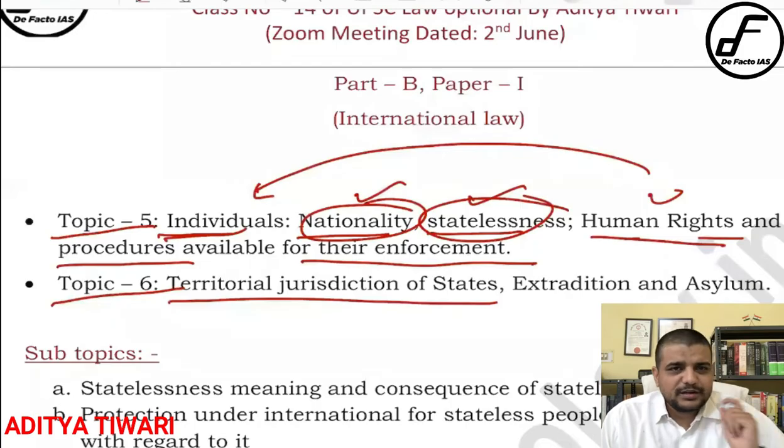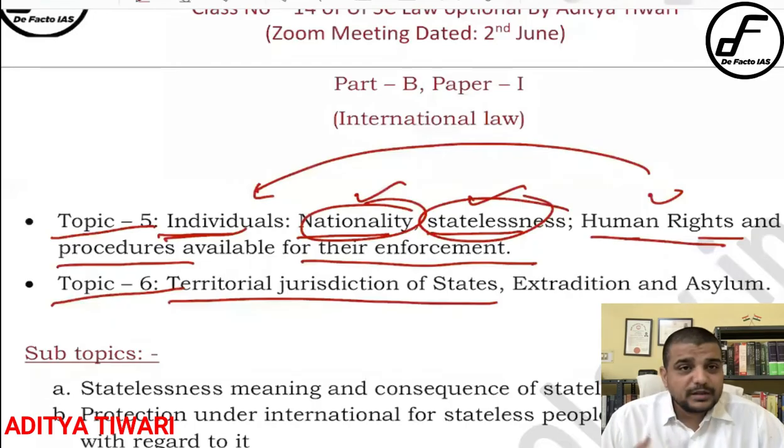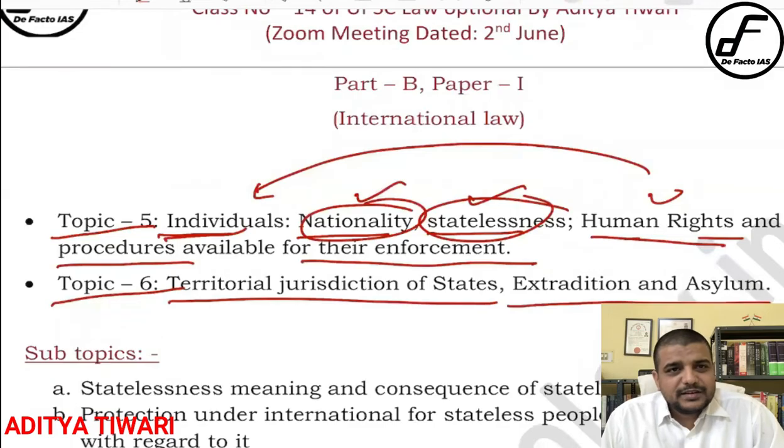What are the different theories related to the determination of jurisdiction, and what is the importance, right? Then there are two distinct topics: extradition and asylum. Right now, this topic is a very simple topic. Always there is one question minimum from this particular topic. From both of them, there is one question.